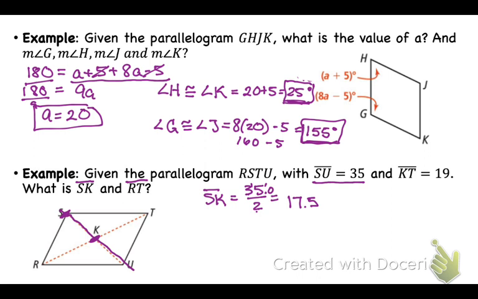So then we have RT. So I know KT is half of that, right? No, I just gave away. I know that KT is 19. How am I going to find the whole thing? 19 plus 19 or 19 times 2. And either way we get 38.